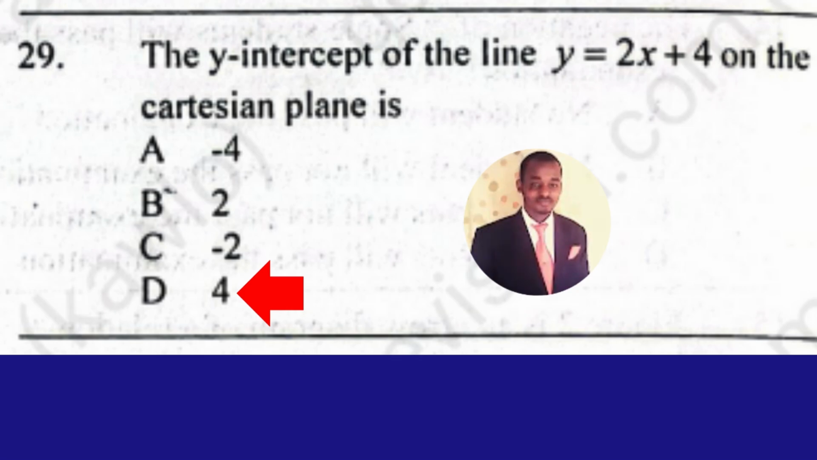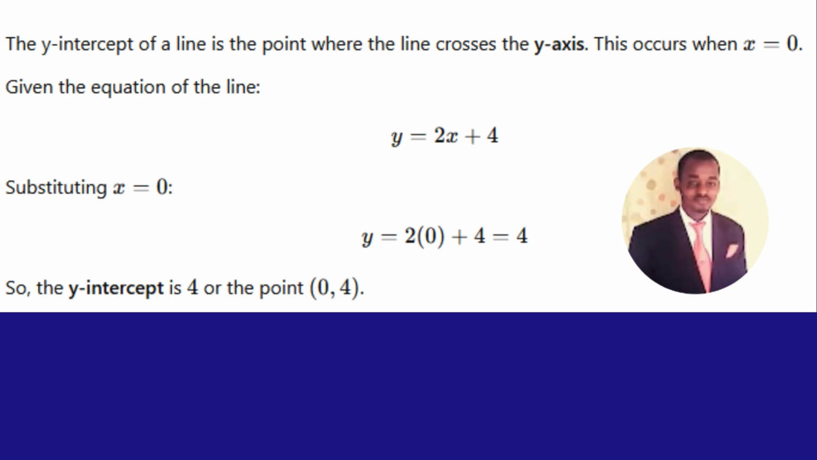Question 29. The y-intercept of the line y equals 2x plus 4 on the Cartesian plane is, the answer is 4. Here you can see the calculation on how we came about that. The y-intercept of a line is the point where the line crosses the y-axis. This occurs when x equals 0. Given the equation of the line, we substitute x equals 0. So the y-intercept is 4, or the point (0, 4).